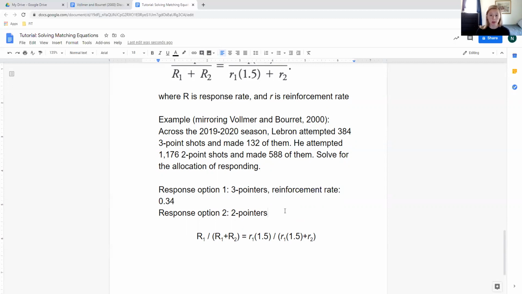Okay, we want to do the same thing for the reinforcement rate of 2-pointers. For 2-pointers, he made 588 shots. That will be our numerator. And then our denominator is 1,176. So he made 0.5, or 50%, of the 2-point shots that he took.